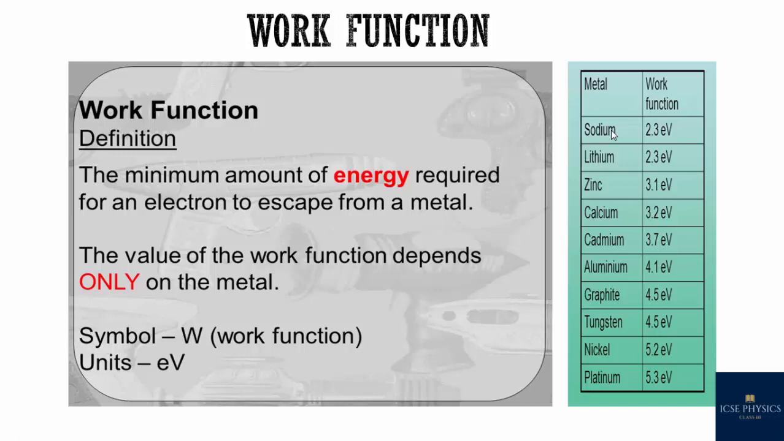So work function is also known as threshold energy. The value of the work function depends only on the metal. As you can see here, this chart shows that different metals have different amounts of work function. So work function is indicated by the symbol W and its unit is measured in electron volt.